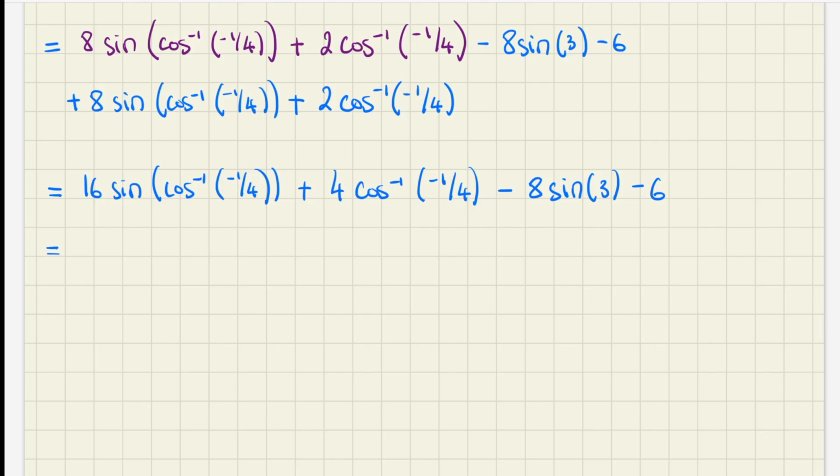So I get 15.65687965. And I want to round to 4 decimal places. So I get 15.6569 meters.